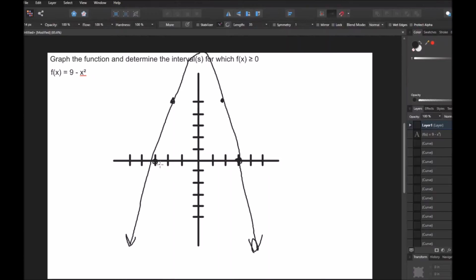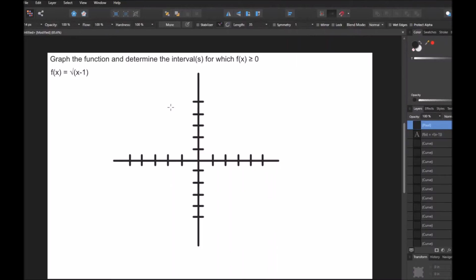So now we can see that f of x equals 0 in this kind of cone-shaped region here. So in interval notation, that would be negative 3 to 3, and both of them would have closed brackets, because at 3 and negative 3, f of x does equal 0. So that would be my answer.